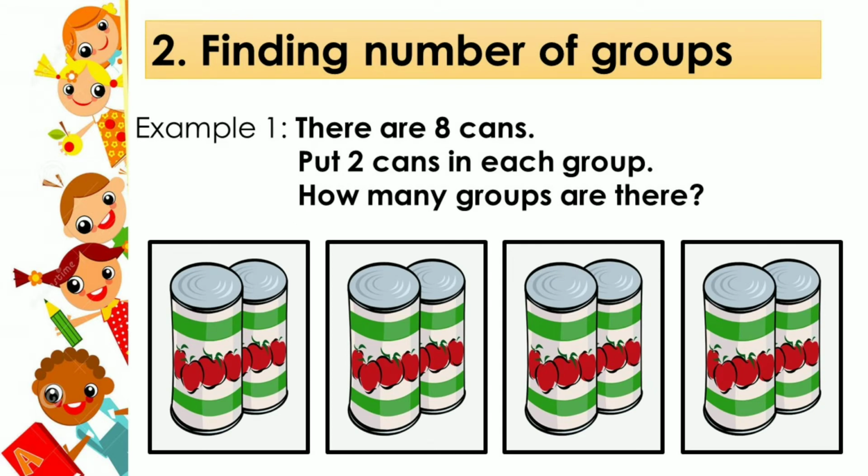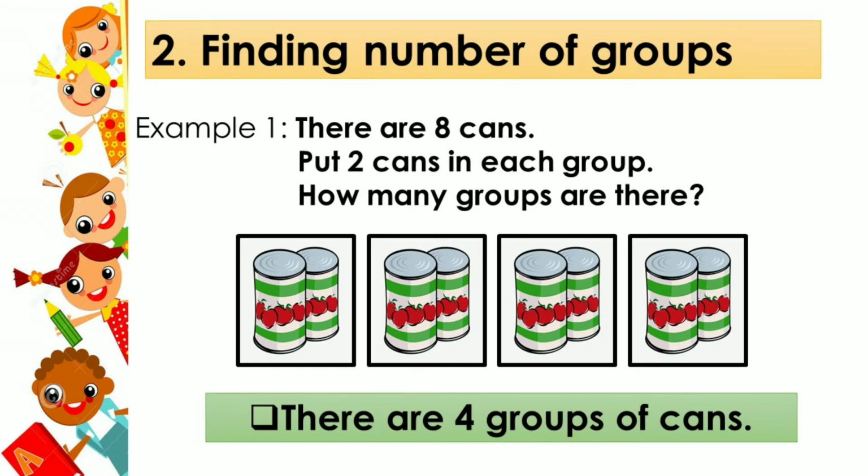Next, finding number of groups. For example, there are 8 cans. Put 2 cans in each group. How many groups are there? Let's count first the cans. 1, 2, 3, 4, 5, 6, 7, 8. There are 8 cans. So how many groups are there? There are 4 groups of cans.